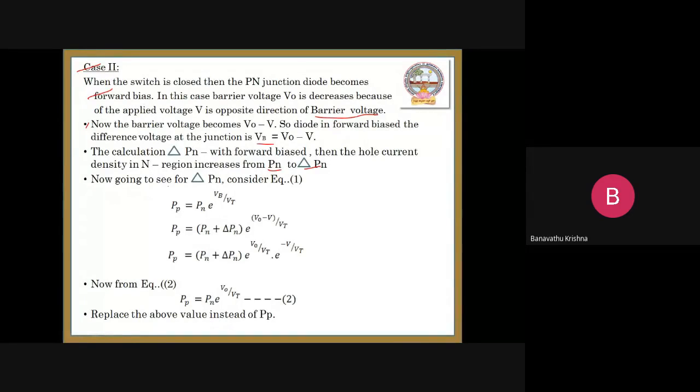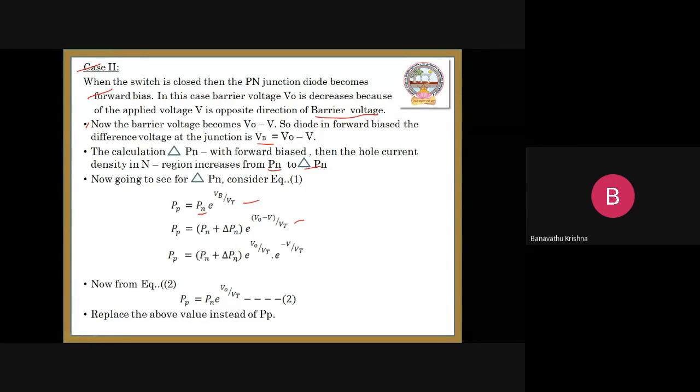Now we are going to see delta Pn. Consider equation 1. Instead of P here, we can replace it with Pn plus delta Pn. This is the total change in hole density. Replace this value: instead of Pn, we put Pn plus delta Pn, times e power, instead of Vb, which is V0 minus V, divided by Vt. Clear? Next, by simplification, e power V0 by Vt into e power minus V by Vt.